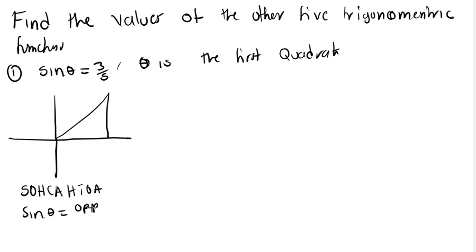Sine is opposite over hypotenuse. What is the opposite in this situation? The opposite in this situation is 3. So 3, then the hypotenuse is what? 5.